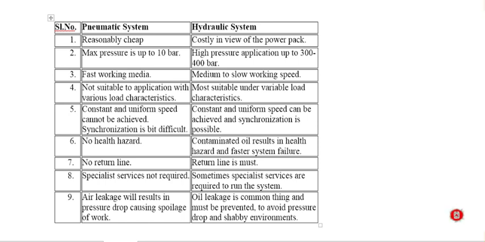400 bar. Pneumatic system is faster, as you are aware, it works with air, whereas hydraulic system works with oil, so it's a little medium or slow. Pneumatic system is not suitable for applications with various load characteristics, whereas hydraulic system is more suitable under variable load characteristics. In pneumatic system constant and uniform speed can't be achieved. Synchronization is a little bit difficult, whereas in hydraulic system constant and uniform speed can be achieved.